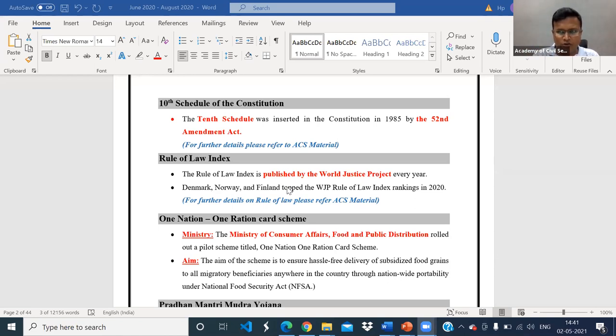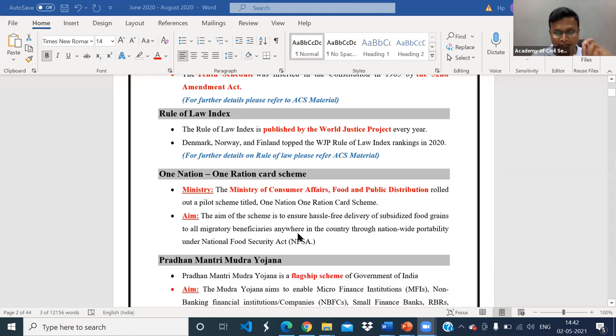In the index, India is not at the top; developed countries are there: Denmark, Norway, and Finland. Denmark is the first country, Norway second, Finland third in the index. Regarding rule of law, sometimes a statement might come. For that, you refer to the class PPT of Article 40, then you can understand.